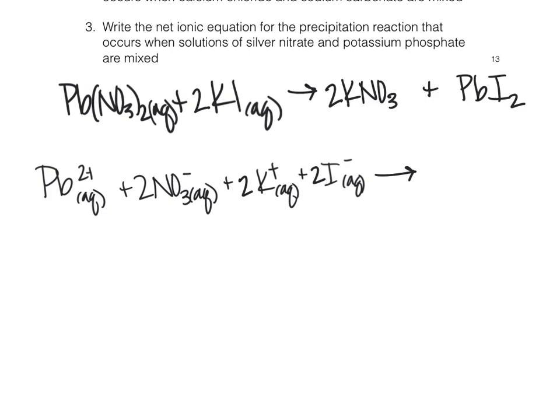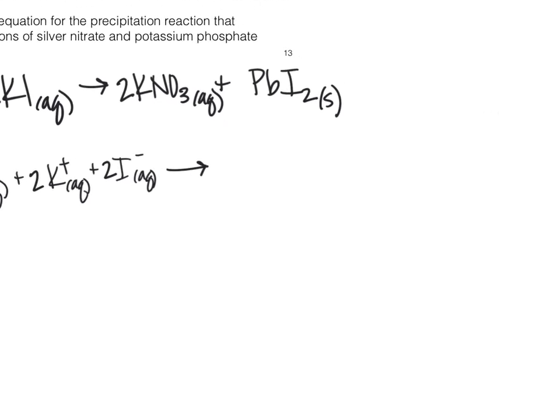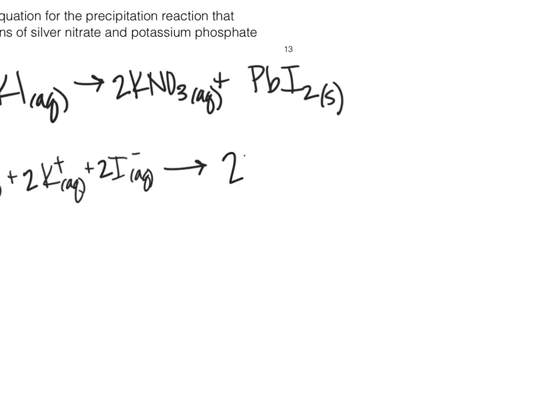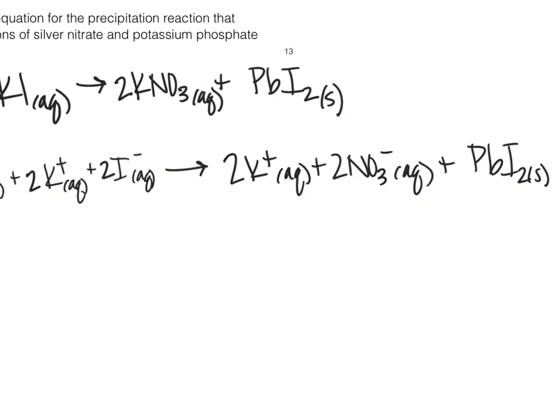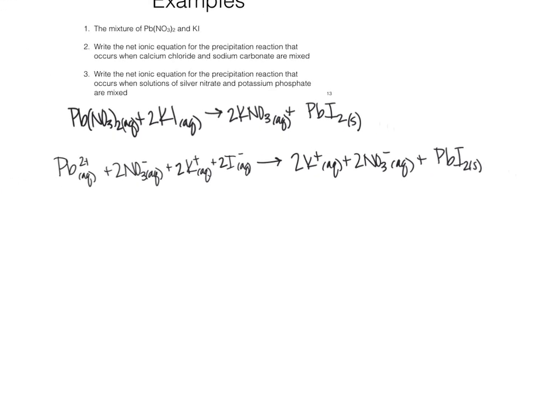Potassium nitrate is a nitrate, so we know that that's aqueous. Lead iodide is, in fact, insoluble. So our products are going to start on the next line, because we'll just drag it over and then zoom back out. We have 2K+ aqueous plus 2NO3- aqueous plus PbI2 solid. So when we look at both sides of the equation, we can remove anything that is present on both sides.